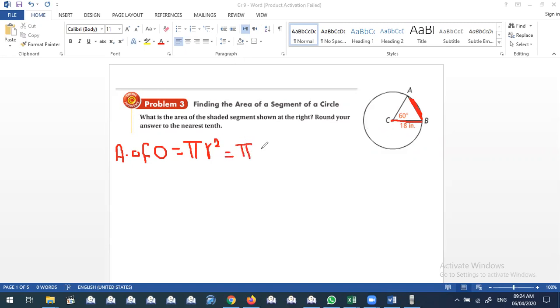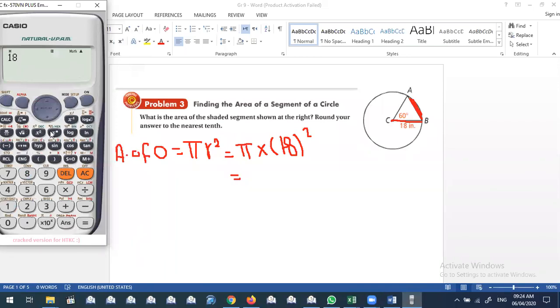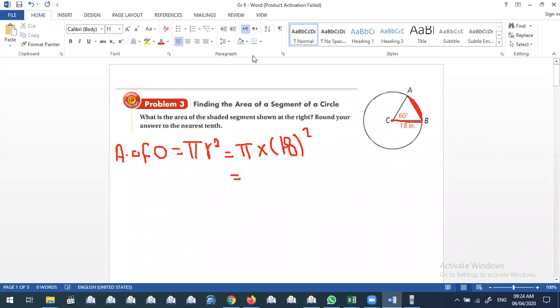So it will equal pi times 18 to the power of 2. So let's find 18 to the power of 2. 18 to the power of 2 is 324. So 324 and right beside it pi. This is the area of the circle. Area of sector ACB.